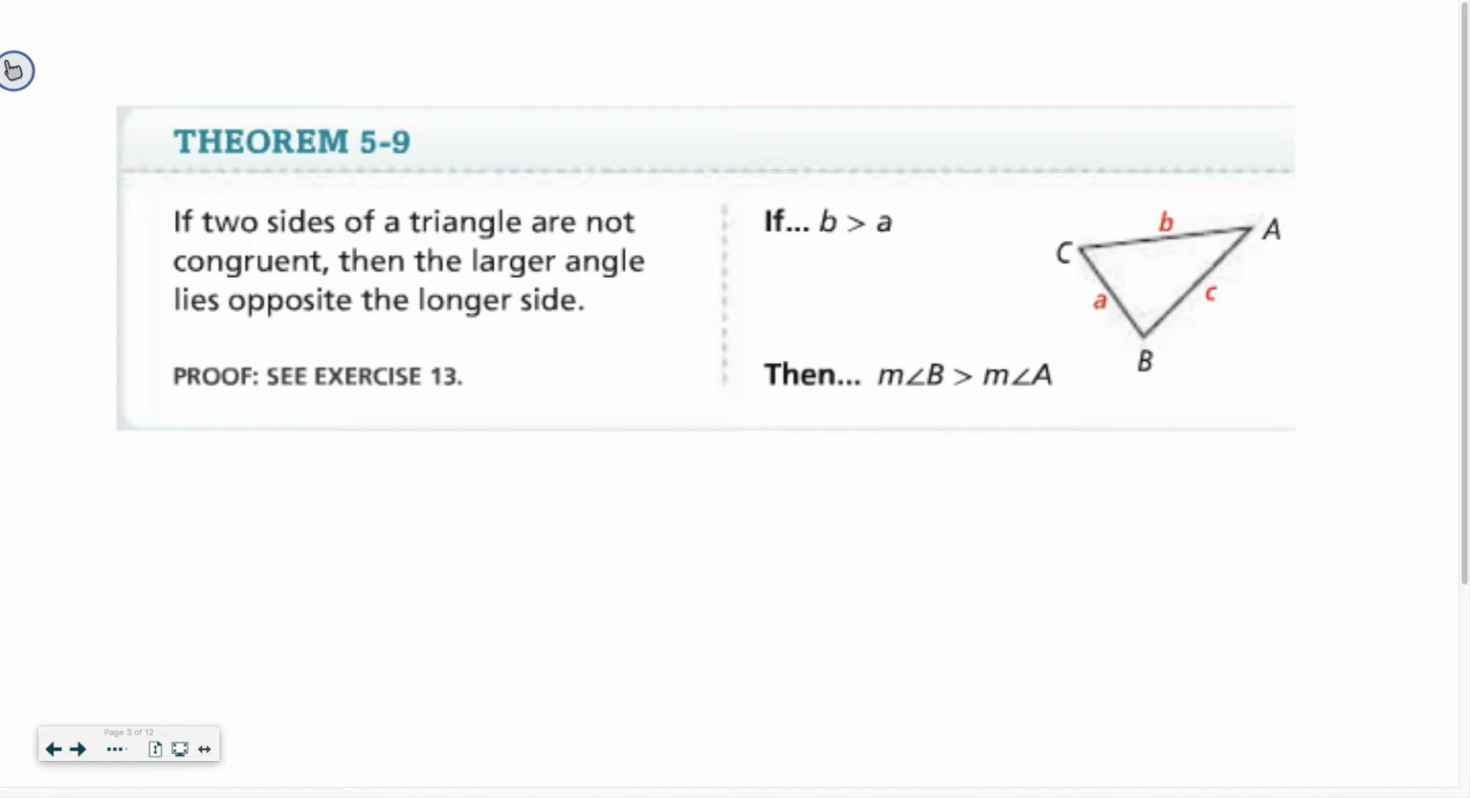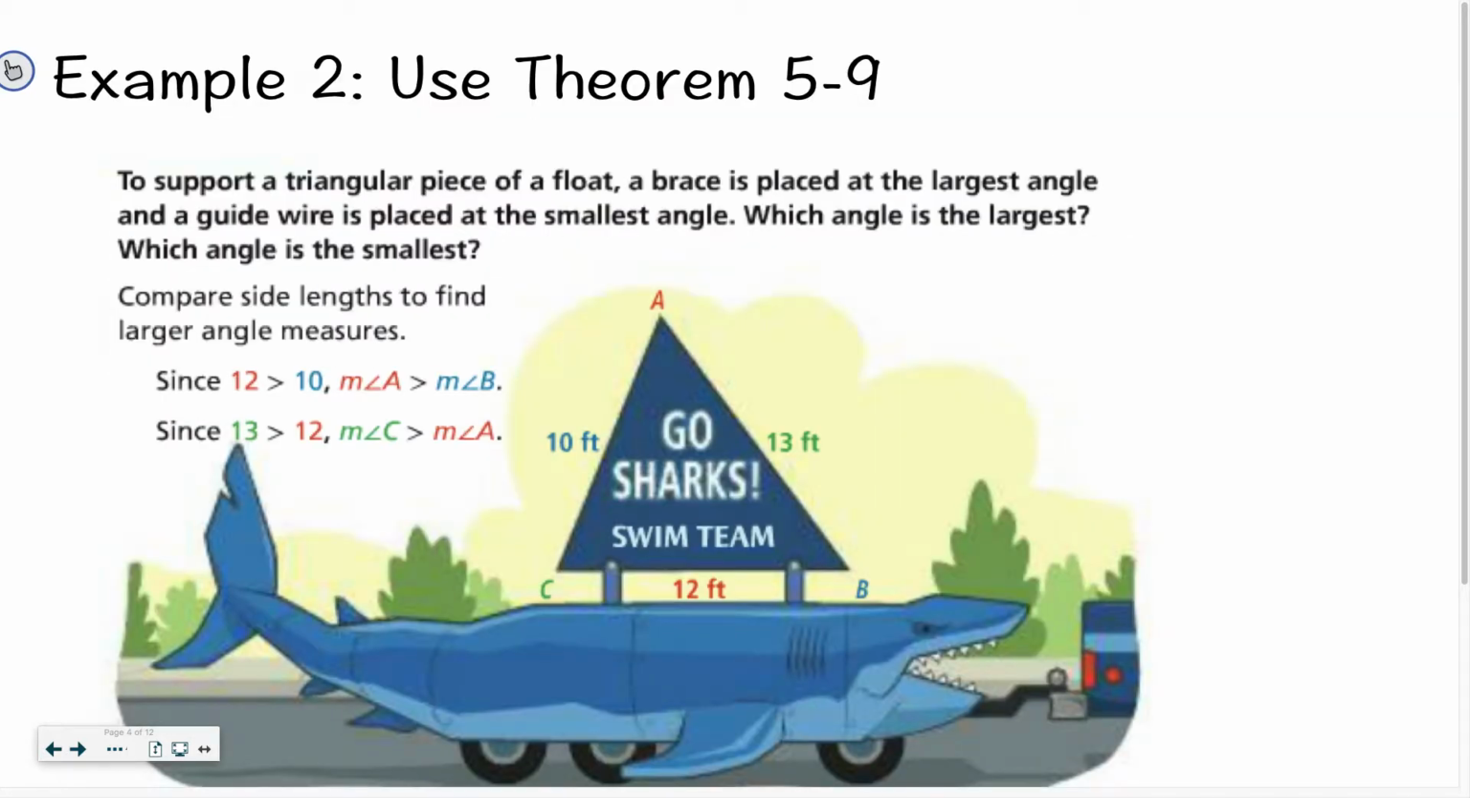Now, Theorem 5.9 is talking about if two sides of a triangle are not congruent, then the larger angle lies opposite the longer side. So that means if we have a scalene triangle, or a triangle with 3 different side lengths, then this is true. Okay, so that's what I was just describing on the last slide. Now, let's use that theorem.